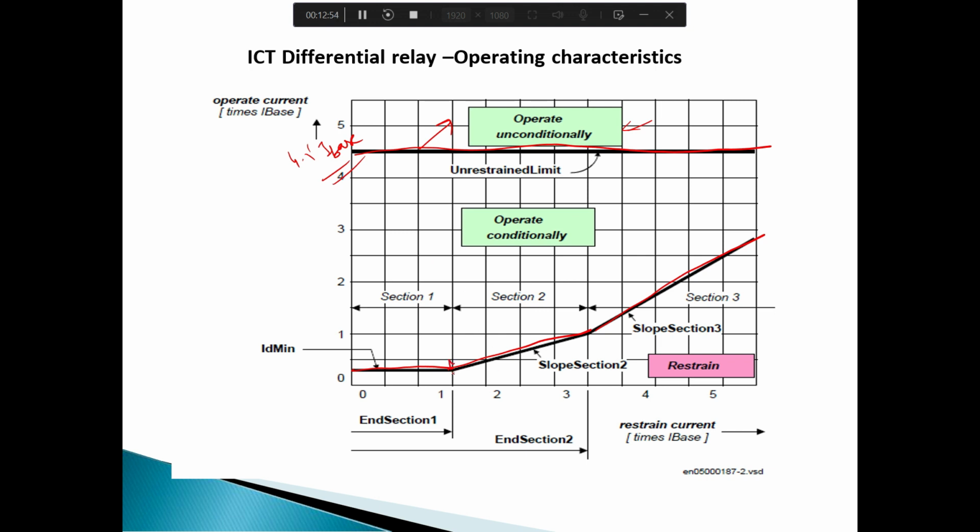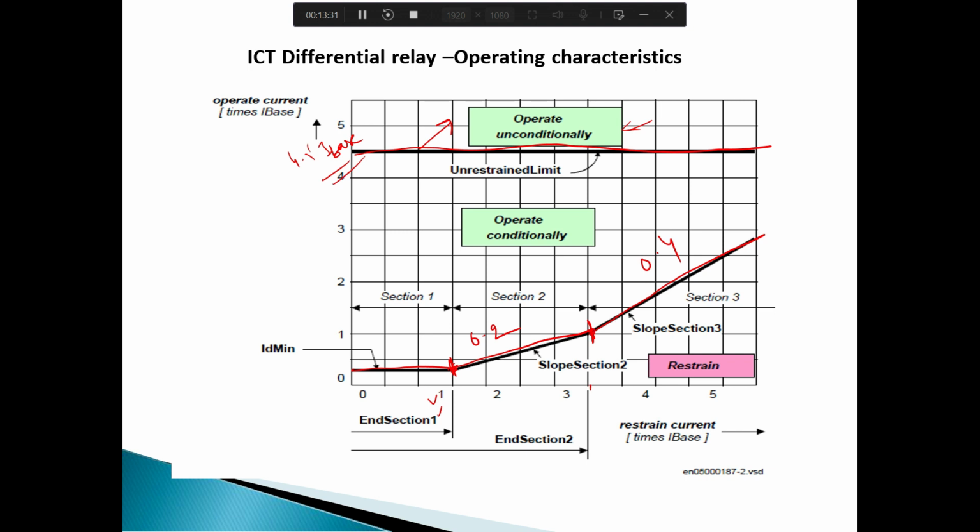Now this is the first slope, and I have already explained in my differential relay session what is the meaning of slope, and why we have selected two slopes, that is slope 1 and slope 2. So I'm not going into details, but suppose this is slope 1, which is 0.2, and this is slope 2, which is 0.4, and suppose my slope 1 starts at 1 of I base and terminates at 3 of I base. That means end section 1 is the starting point of slope 1, and section 2 is basically the end point of slope 1 and also the starting point of slope 2.